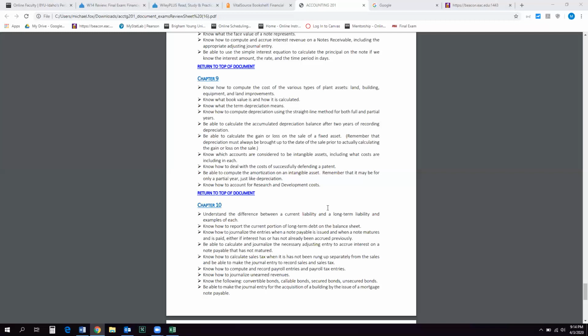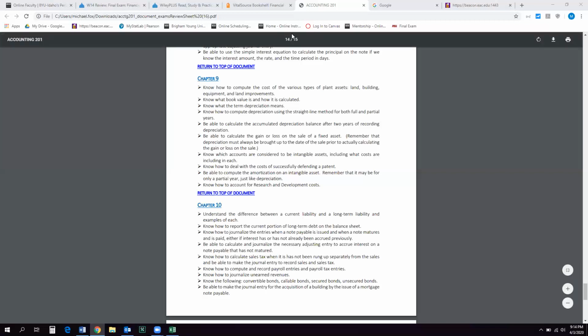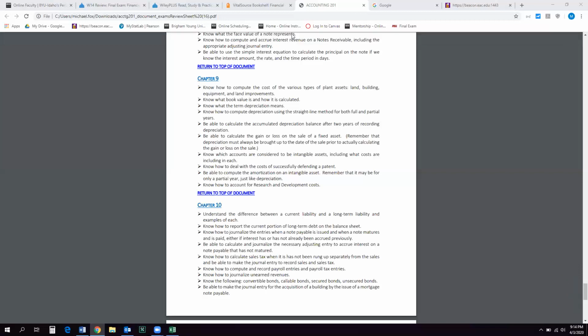Know which accounts are considered to be intangible assets, including what costs are included in each. So let's take a look at the textbook to get a clearer idea, because I would say typically when I'm talking about intangibles, I'm talking about things like copyrights, patents, and a few other things. So let's get a good list out of the book to make sure it's clear.